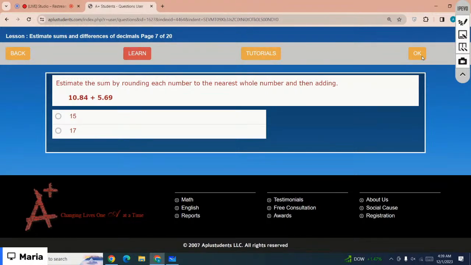Estimate the sum by rounding 10.84 and 5.6, which is the correct option? How 15? 17 it is. Yes, the correct option is 17.